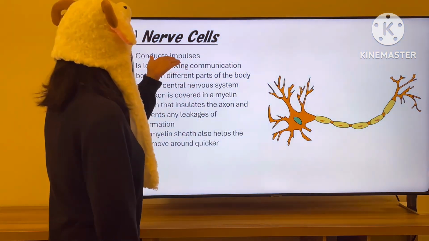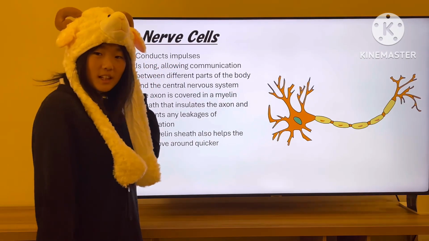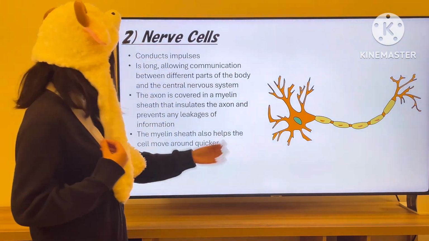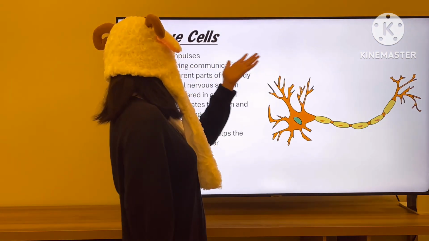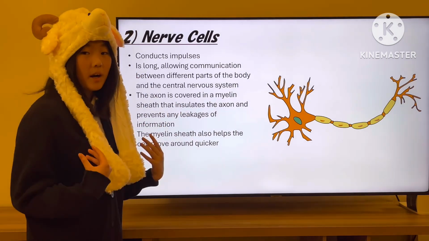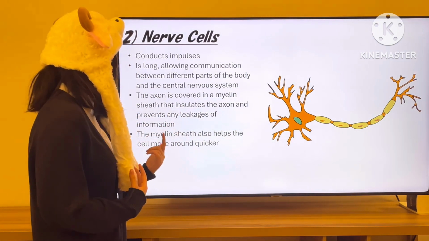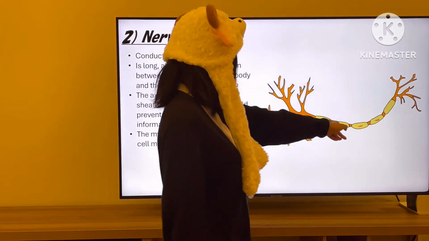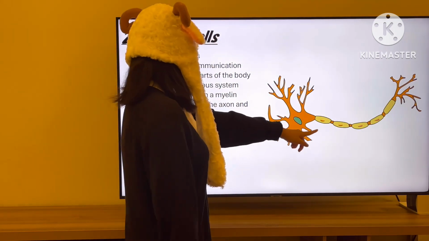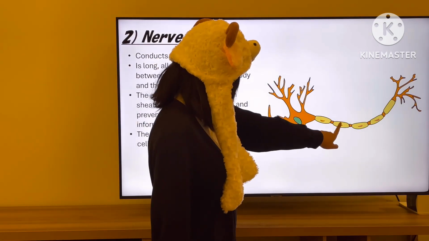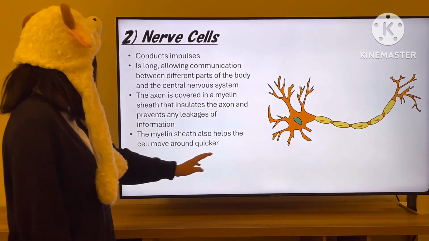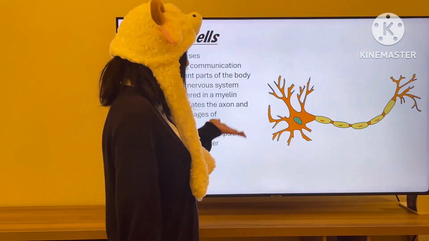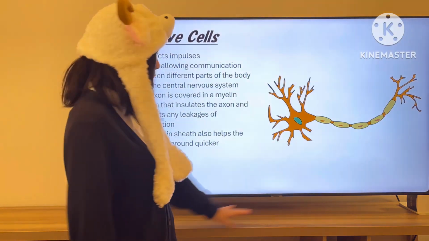The second example is nerve cells. We have nerve cells everywhere, and they conduct impulses and we see them as touch. They have long extensions, which allows them to communicate between different parts of the body easily and quickly, especially to the central nervous system. The axon, this long tail, is called the axon, and it is covered in a myelin sheath, which is seen here, these tiny bumps, and that insulates the axon and prevents any leakages of information. It also helps the cell move quickly around the body.